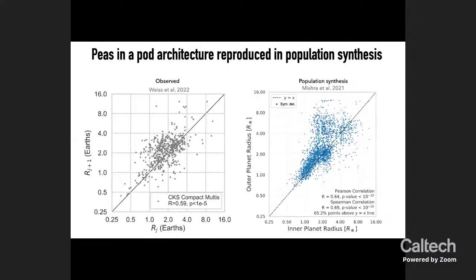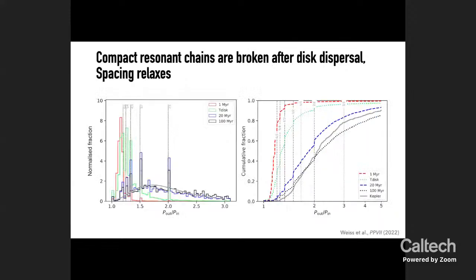There's been some success with this approach before. Mishra et al. successfully reproduced the observed size correlation, again showing the observations on the left and the results from population synthesis on the right. The major advantage of PopSynth is that we can study how these patterns emerge and change over time.